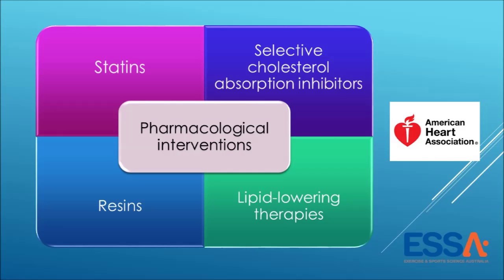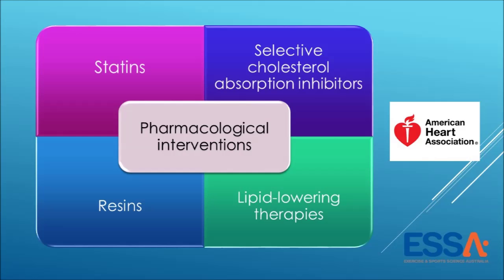There are also selective cholesterol absorption inhibitors, which are a relatively new class of cholesterol-lowering medication. These work by preventing the absorption of cholesterol from the intestine. Selective cholesterol absorption inhibitors are most effective at lowering LDL cholesterol, but like statins, they also have modest effects on lowering triglycerides and on raising HDL cholesterol.